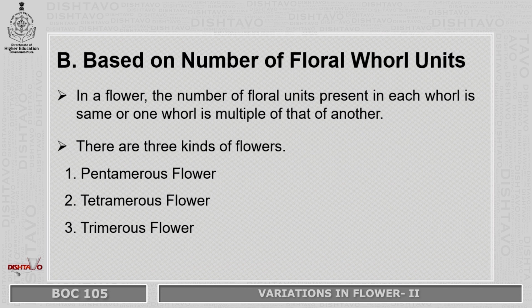The flowers also are differentiated based on the number of floral whorl units. In a flower, the number of floral whorl units present in each whorl is the same, or one whorl is a multiple of that of another. Based on the number of floral whorl units, there are three kinds of flowers: pentamerous flower, tetramerous flower and trimerous flower.